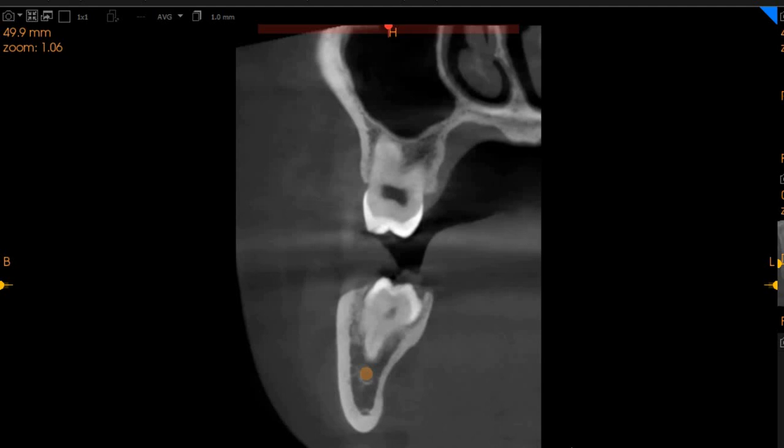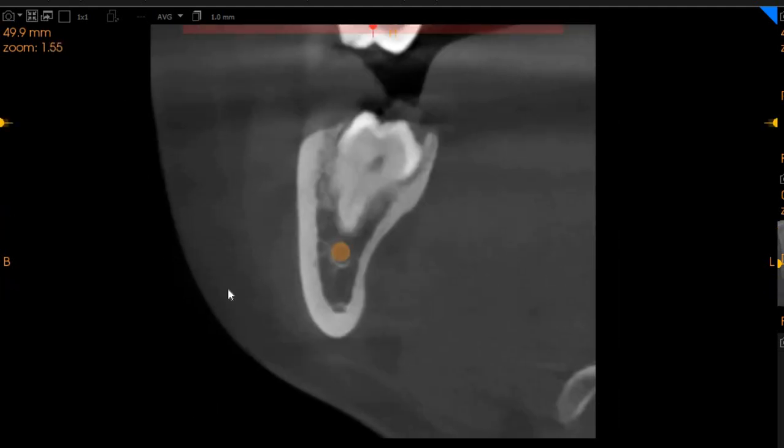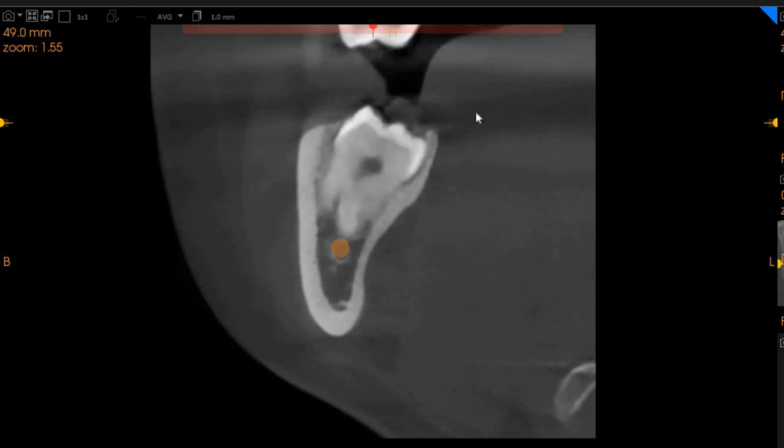This is the mesial aspect. So the mesial aspect you can very clearly see. This is the impacted wisdom tooth. This is the mesial root. As you can see, this is the mesial root. The tooth is almost completely impacted.